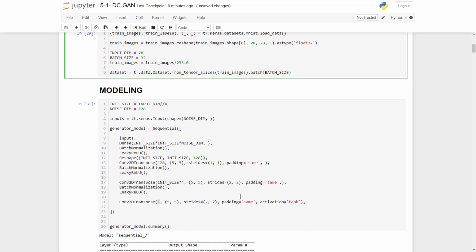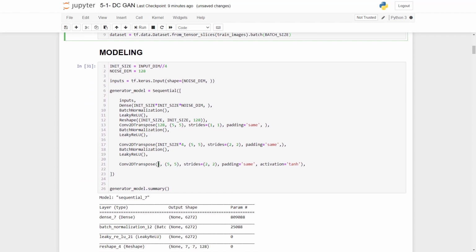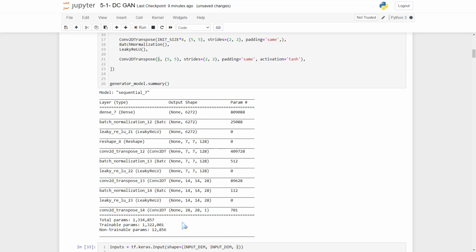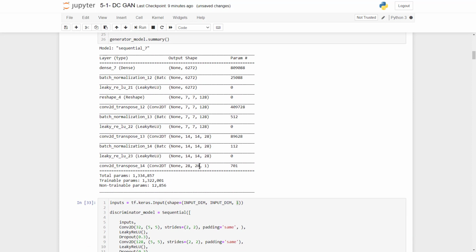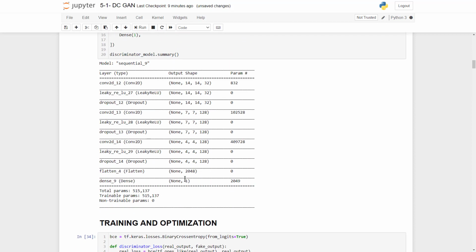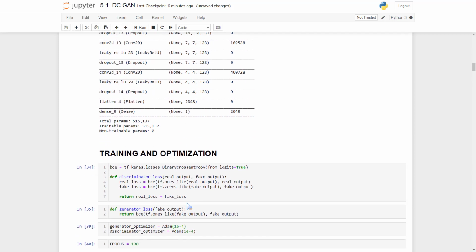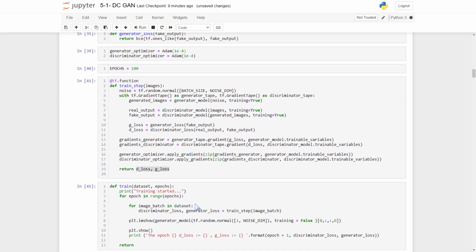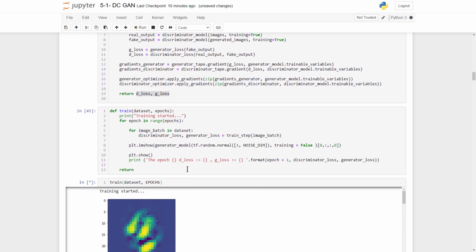And then right here, we modify this. We change from 3 to 1. So that's why we have this. You see, it ends with 28, 28, 1. And then here we start with 1, instead of 3. So here we have this. We train, optimize. And then here are the kind of results we obtain.